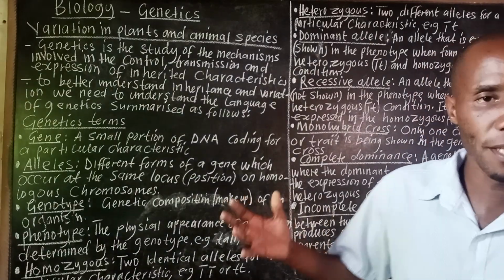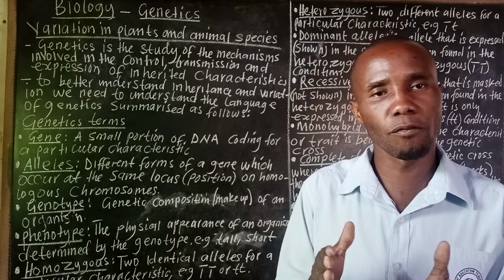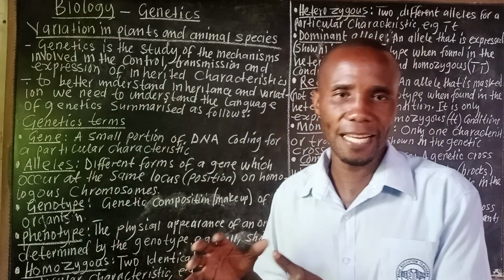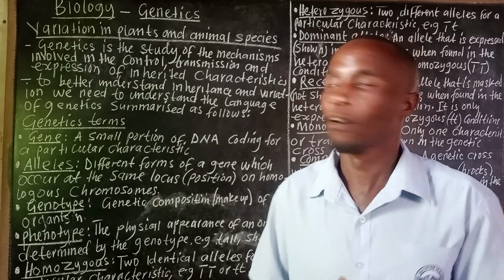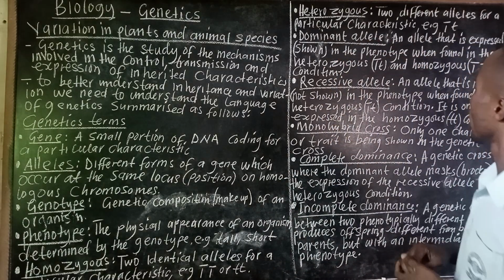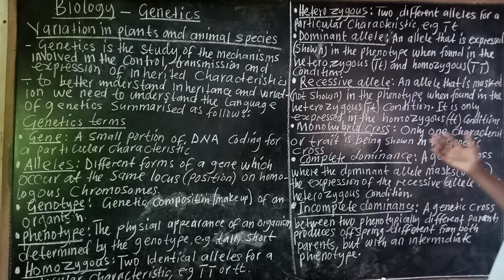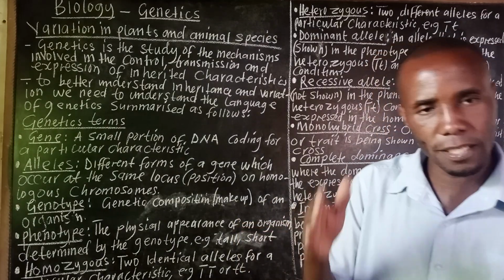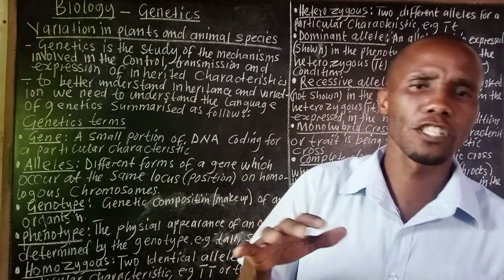Or in homozygous conditions, this is where we are going to have only the dominant alleles, TT. That is purely tall now. Then from there, we can look at the recessive allele. Recessive allele is the one that is masked, not shown up. So the recessive allele is the opposite of the dominant allele because it is not shown up.